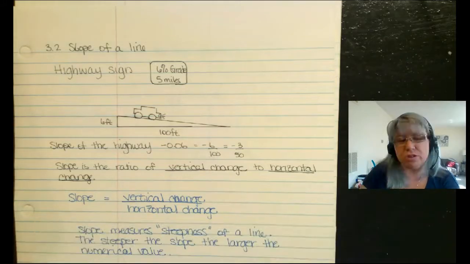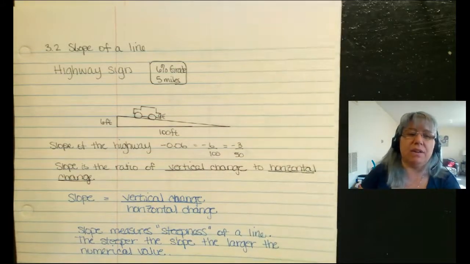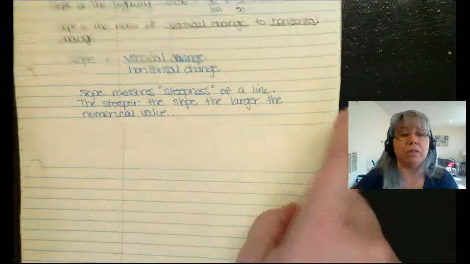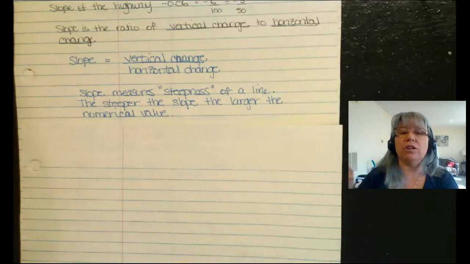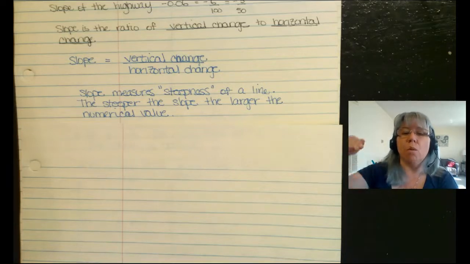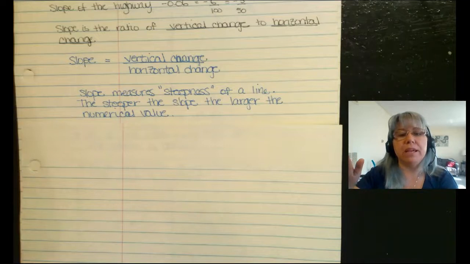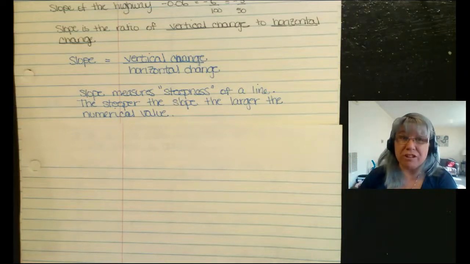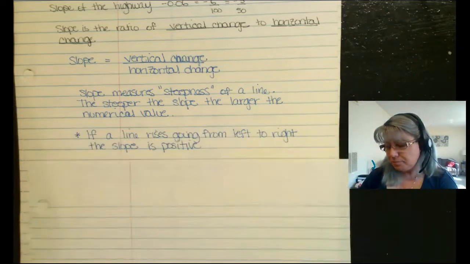Well, slope measures the steepness of a line, or the steepness of our travel. The higher the percent of the grade, the more steep it is going down or more steep it is going up. It measures the steepness. The larger the numerical value, the stronger the steepness.